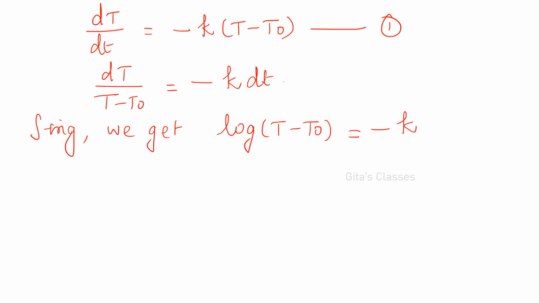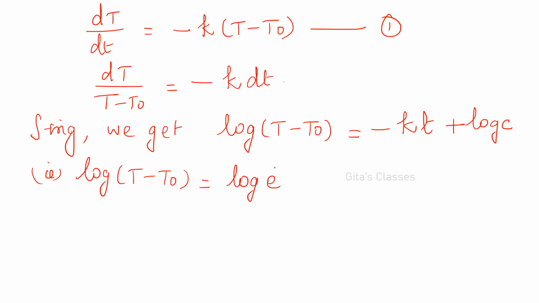With respect to t you are integrating, therefore minus kt plus, because we have log, I am going to write this constant also as log of c. That is log of T minus T naught is equal to log of e power minus kt, because log and e are inverse functions, I can write log e power minus kt plus log c. And you know that log a plus log b is log of a into b. So log of, I am going to write these two as c into e power minus kt.